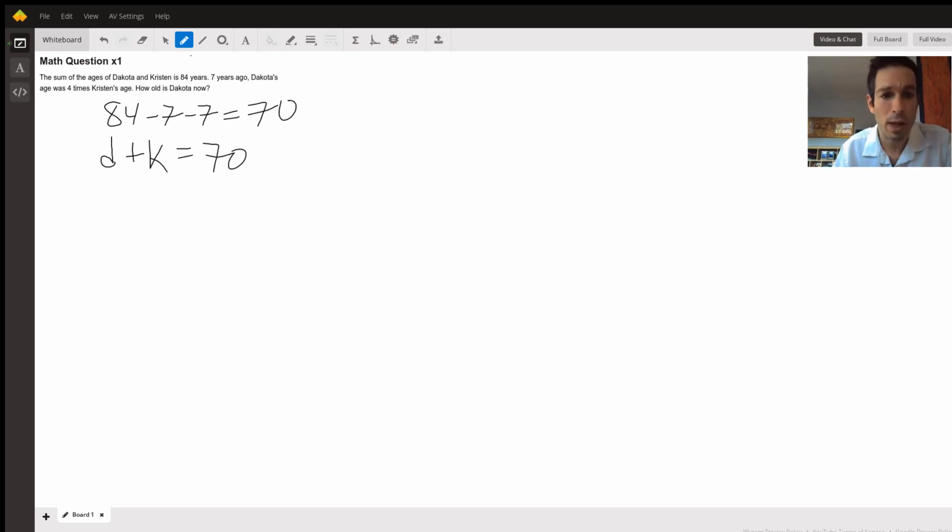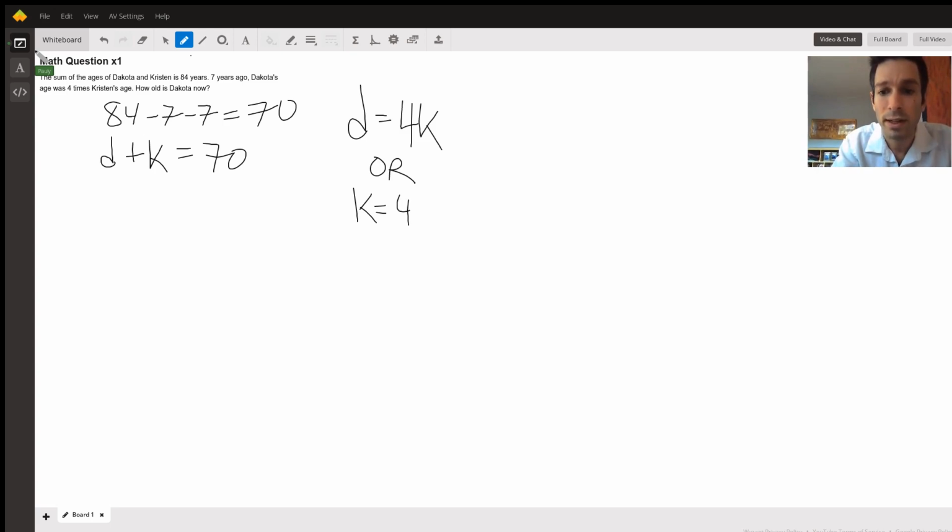Okay, next one is Dakota's age was 4 times Kristen's age. Now, students often get this confused. Is the equation going to be D equals 4K, or is it going to be K equals 4D? Those are your two options, right? And if you don't know, let's just pick some numbers.